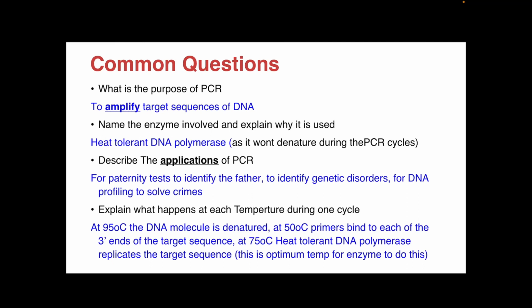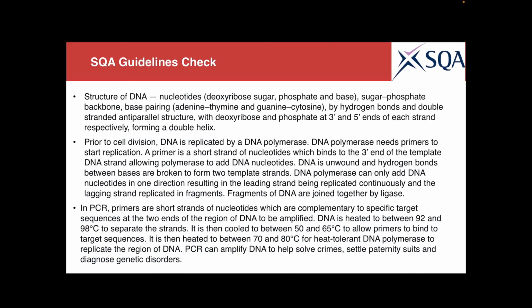So, 95, DNA molecules denatured. 50, primers bind to the 3 end of the target sequence. Back up to 75, it's the heat tolerant DNA polymerase that replicates the target sequence. And that's the optimum for this enzyme to work at.